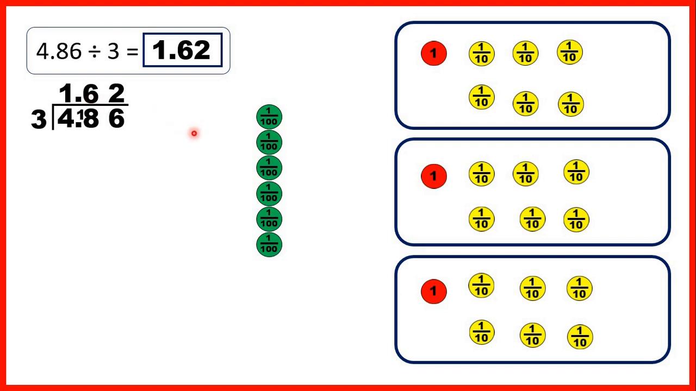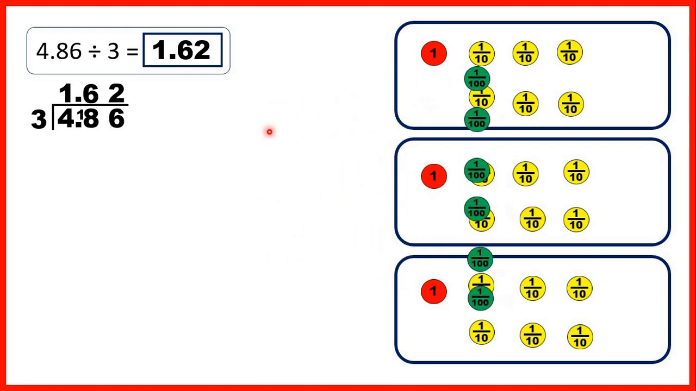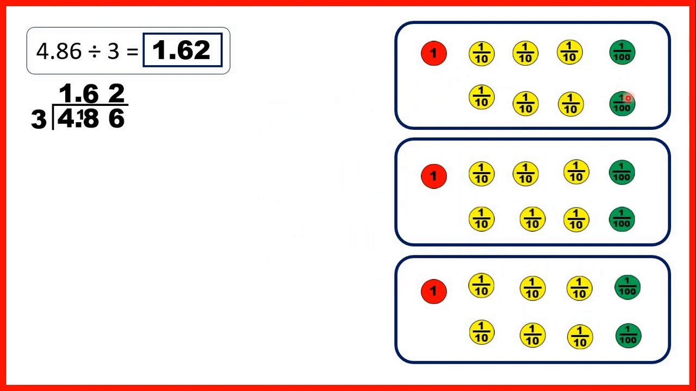And we don't have any remaining tenths, so then we can share out these 6 hundredths. And because we have 2 hundredths in each group, we have 2 as the hundredths digit of our answer.